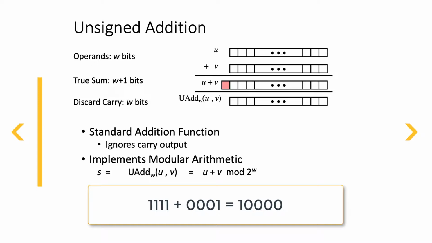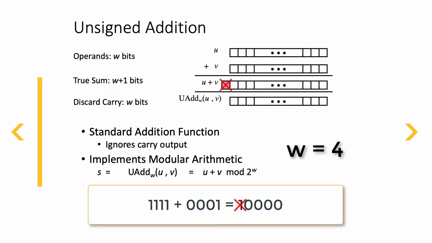Uh-oh, if we're only dealing with 4-bit word sizes in this example, we don't have room for that, do we? So what we end up doing with unsigned addition is discarding the carry bit. We've overflowed the space that we have available for this particular representation, so we're just going to ignore the carry. What that does is implement modular arithmetic.